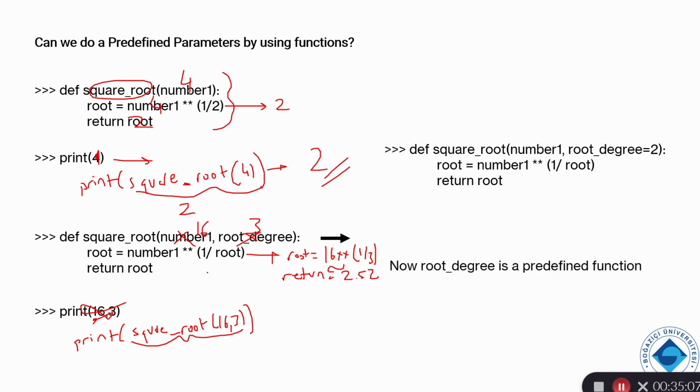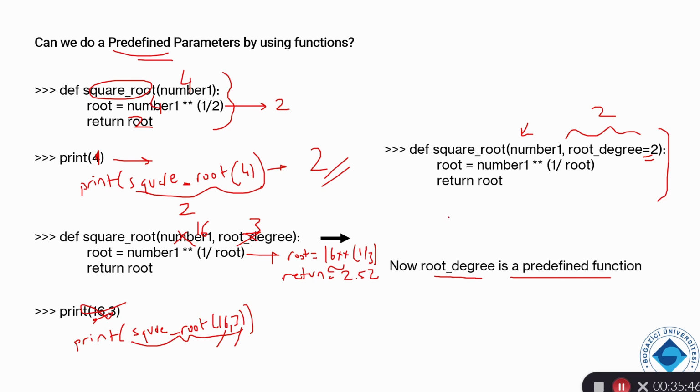Then, if you don't want to send these two parameters every time, and if you only want to calculate root degree as a 2, as a predefined parameter, we can define our function like that one. It will get number, yes, 100%. But if the user doesn't specify any root degree, take it as a predefined 2. So we are doing like this. So root degree is a predefined parameter.